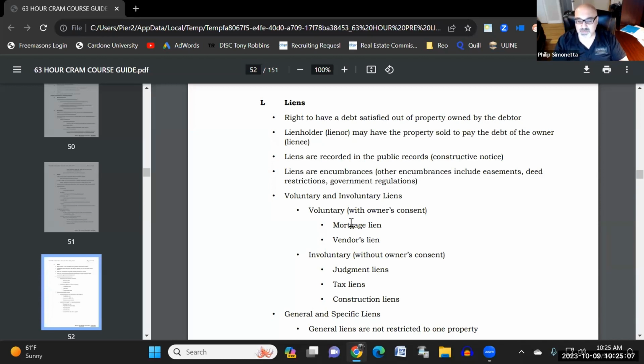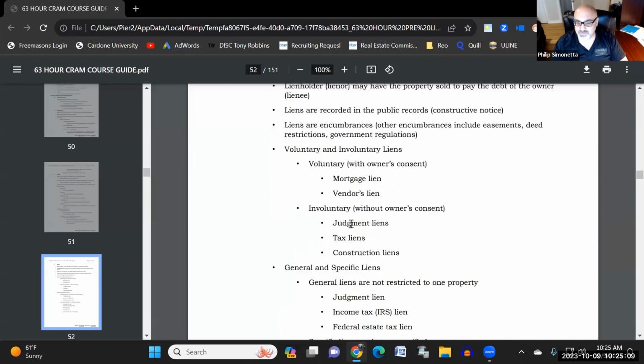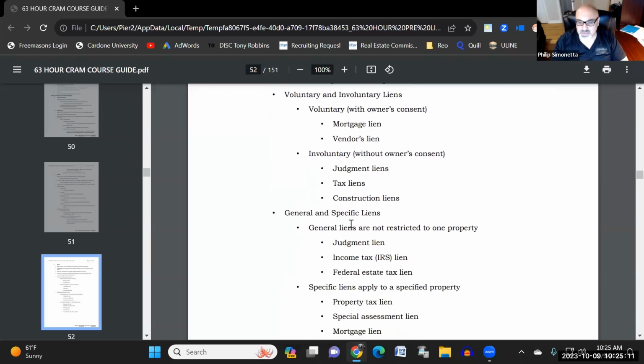You have voluntary and involuntary liens. A voluntary lien is with the consent of the owner. A mortgage lien or a vendor's lien. A vendor's lien is like if you're having the roof replaced for 15 grand, you give them 5 grand up front, they do the work. Usually a roofing company will put a $10,000 lien, and then when the roof is finished and you pay them, they remove it. That's how they guarantee getting paid.